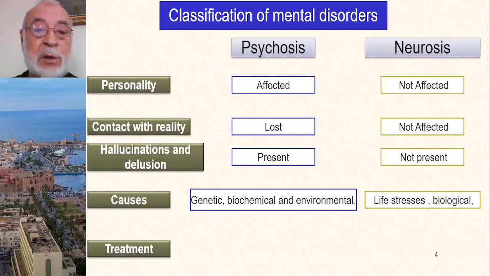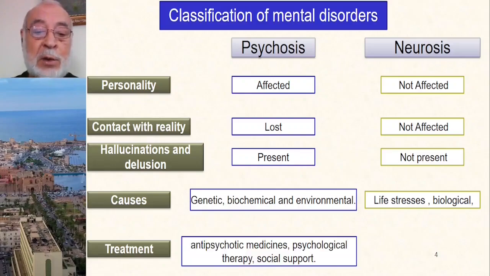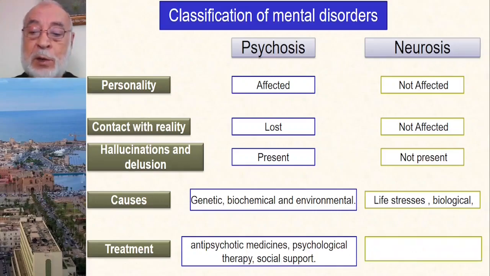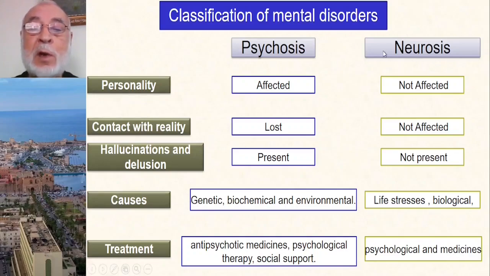Lastly, in the different treatment, where psychosis usually needs drug. They are treated with antipsychotic drugs. They are treated with antipsychotic medication. Also, psychological therapy will help, and social support. Neurosis, on the other hand, usually it is treated by psychological therapy, and sometimes if psychological therapy is not effective, drugs are available for treatment of neurotic illness. So this is the major classification of mental disorder into psychosis and neurosis.